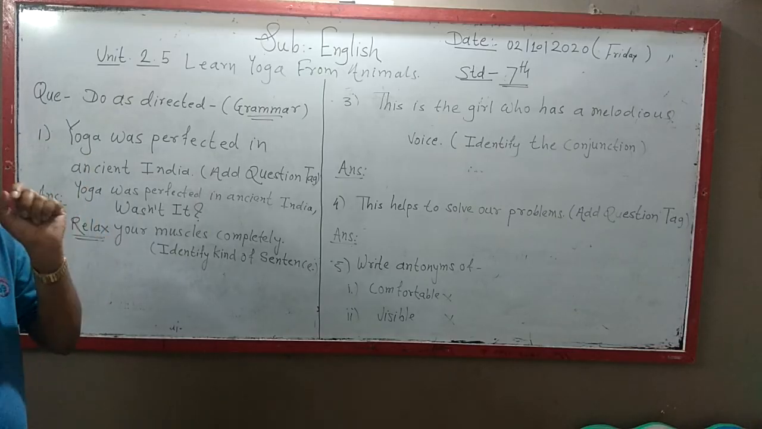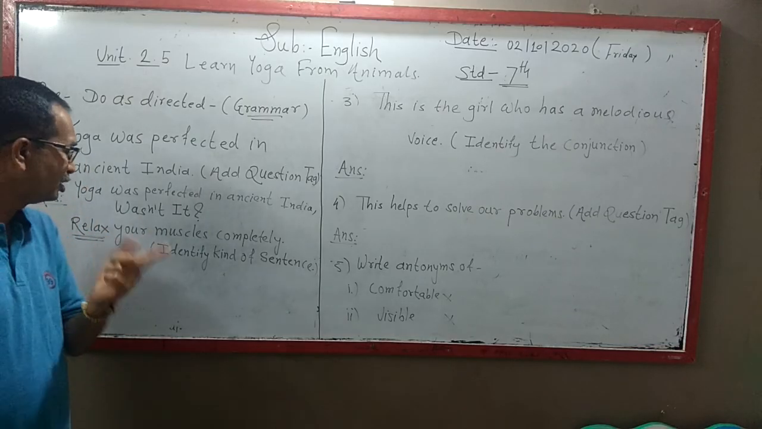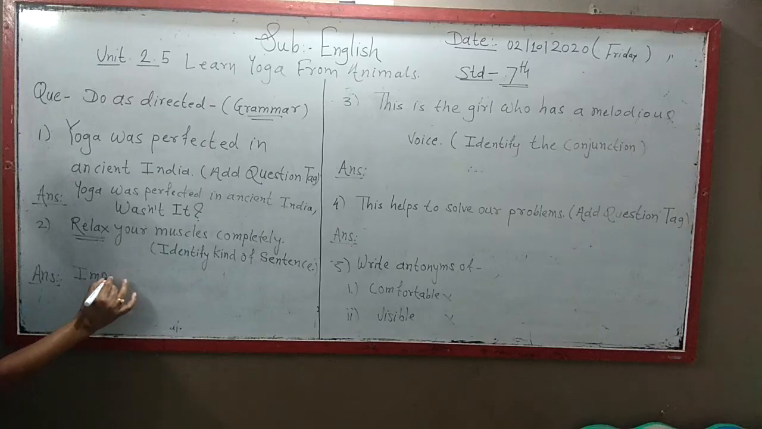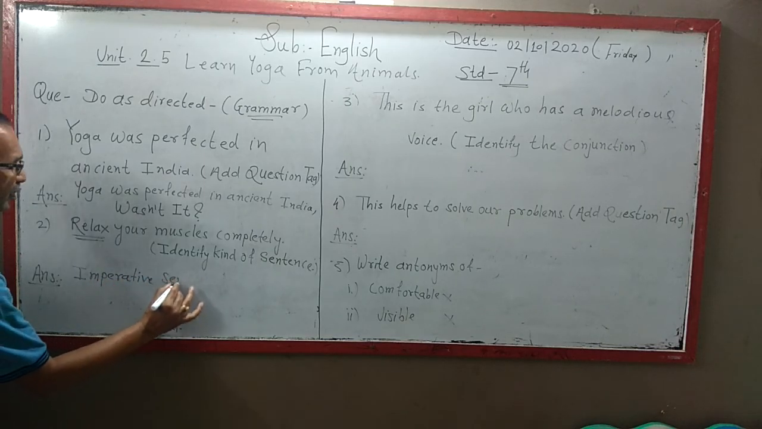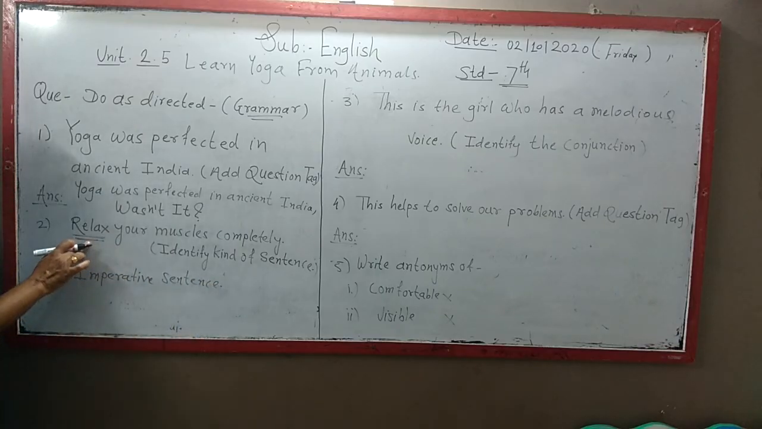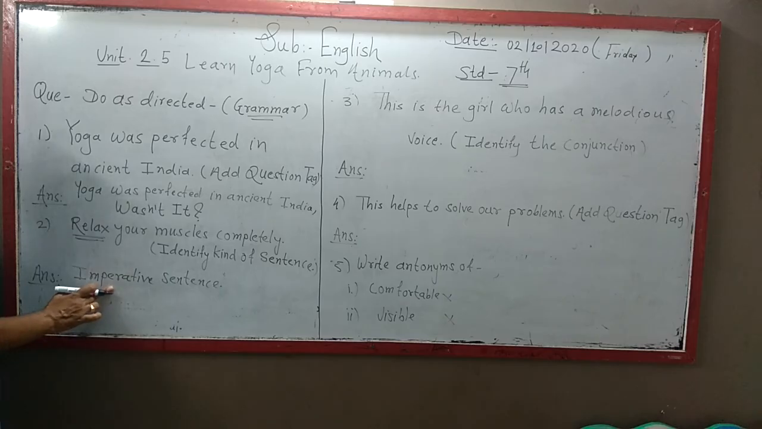In Marathi, we call it Ajñarthi Vakya. So the sentence begins here with relax, so the sentence is imperative. Imperative sentence means what? Ajñarthi Vakya. ज्या वाक्याची सुरुवात क्रियापदाने होते ते वाक्य imperative sentence. Understood? So this is the imperative sentence.